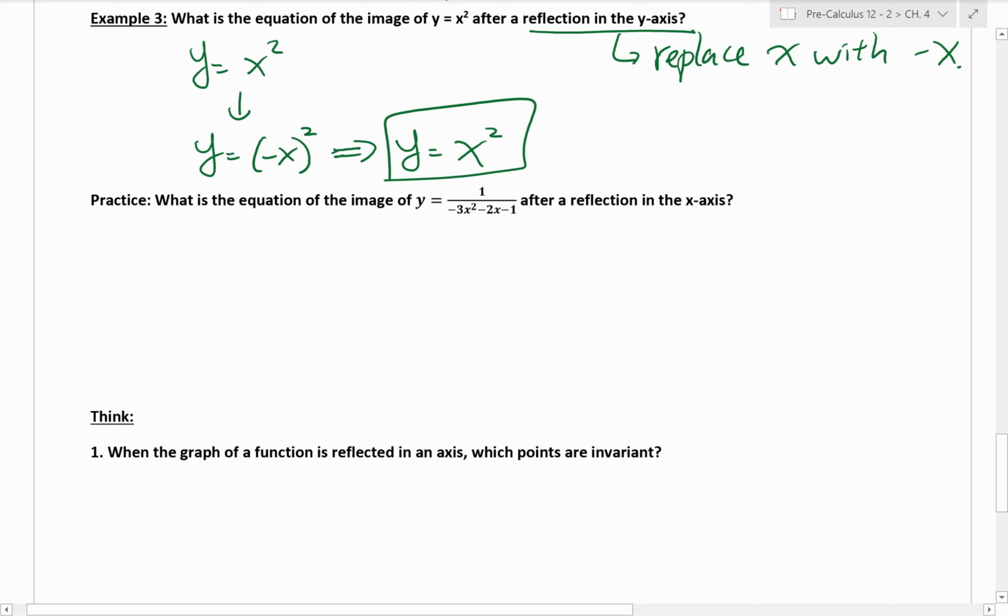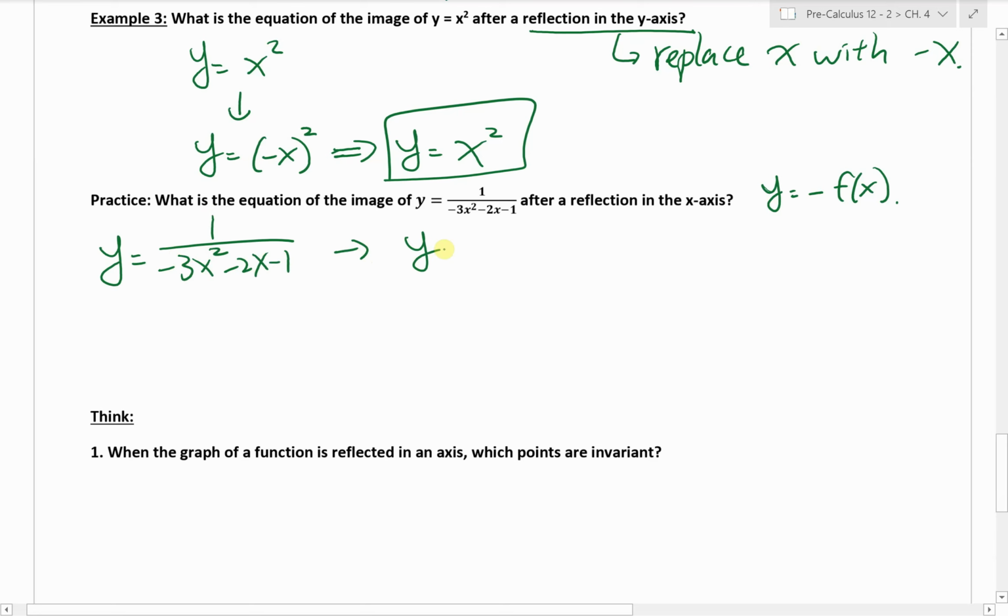Okay, so it says, what is the equation of the image after reflection in the x-axis? Now, in the x-axis means, recall this was y equals negative of f of x. So what we are doing is putting a negative sign in front of the entire function. So y equals 1 over negative 3x squared minus 2x minus 1.